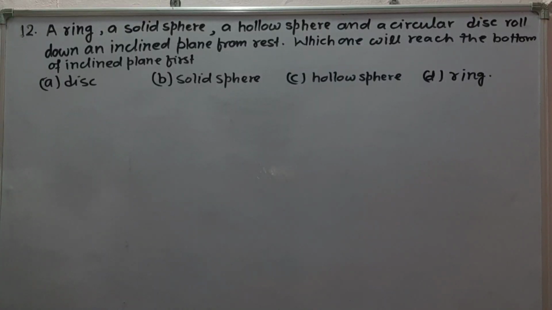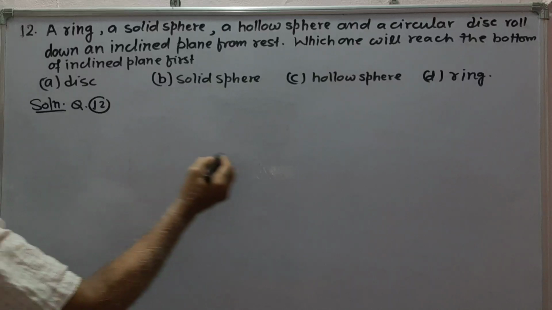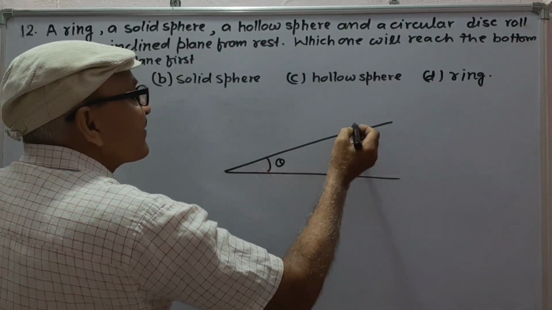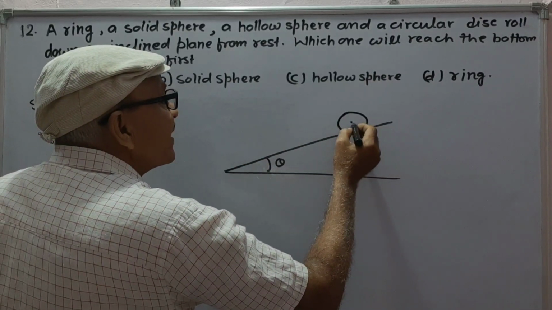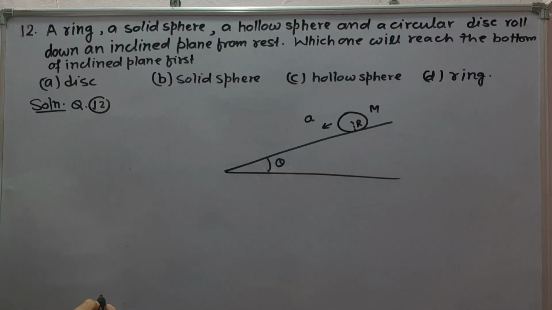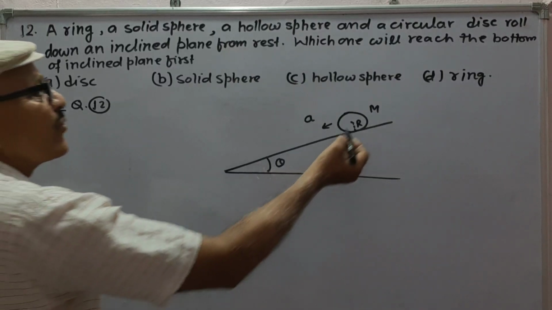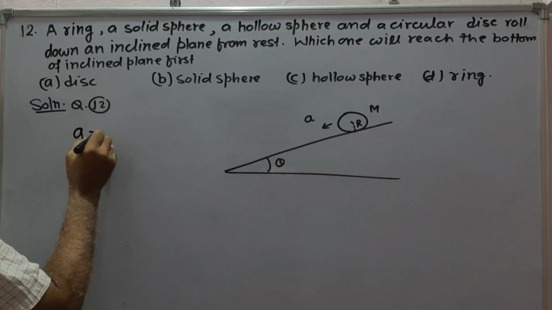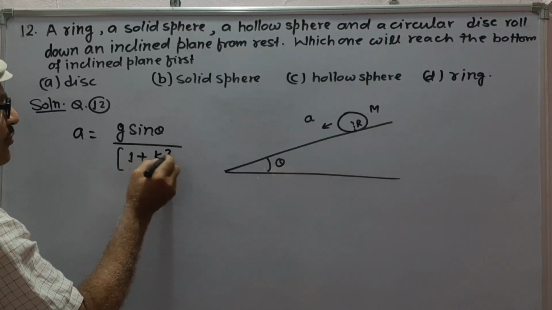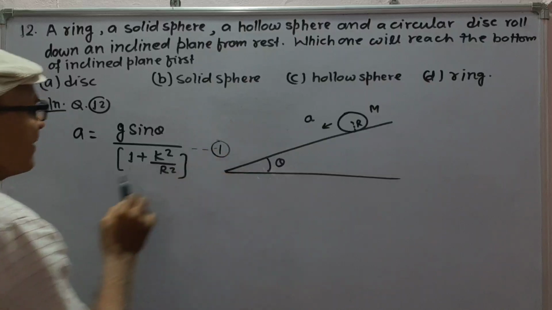Next, question number 12. The question is, a ring, a solid sphere, a hollow sphere and a circular disc roll down an inclined plane from rest. Which one will reach the bottom of inclined plane first? Suppose this is inclined plane having angle of inclination theta, and this is the body of mass m and radius r. Acceleration of a body of circular symmetry rolling down an inclined plane is given by a is equal to g sin theta upon 1 plus k square upon r square. Suppose this is equation 1.